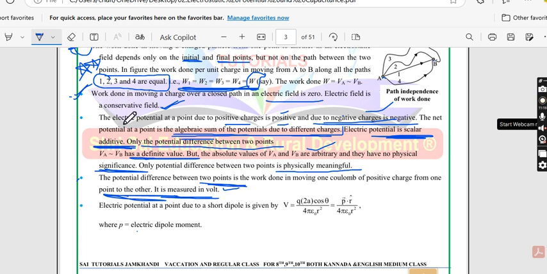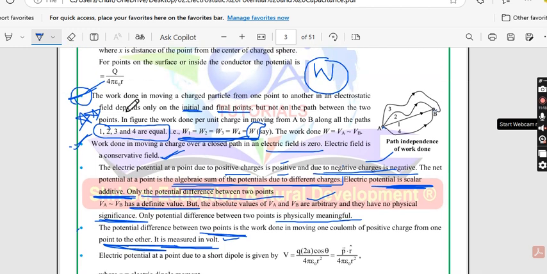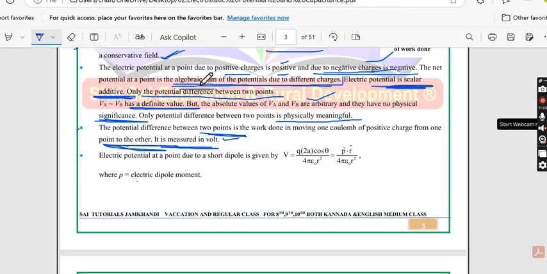This is another property, because this is a conservative field. Electric potential at a point due to a positive charge is positive and due to a negative charge is negative. The net potential at a point is the algebraic sum of the potentials due to different charges, because electric potential is a scalar and additive.